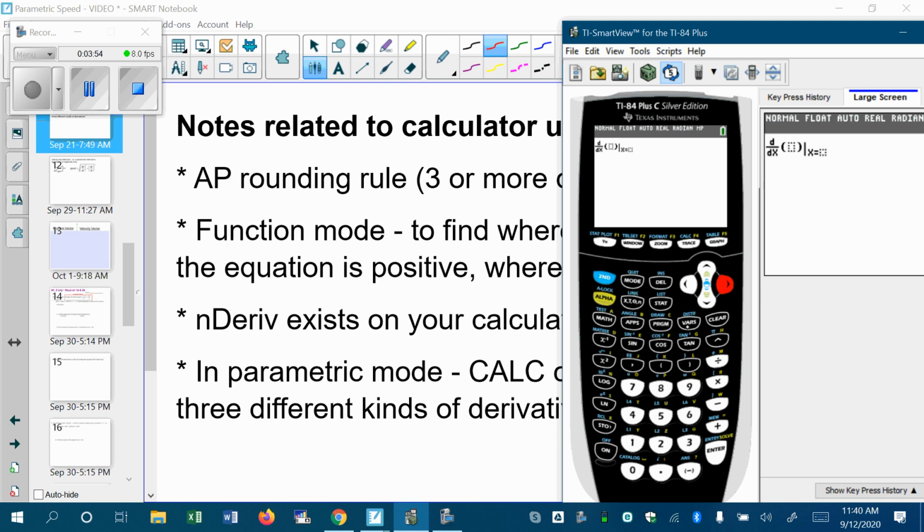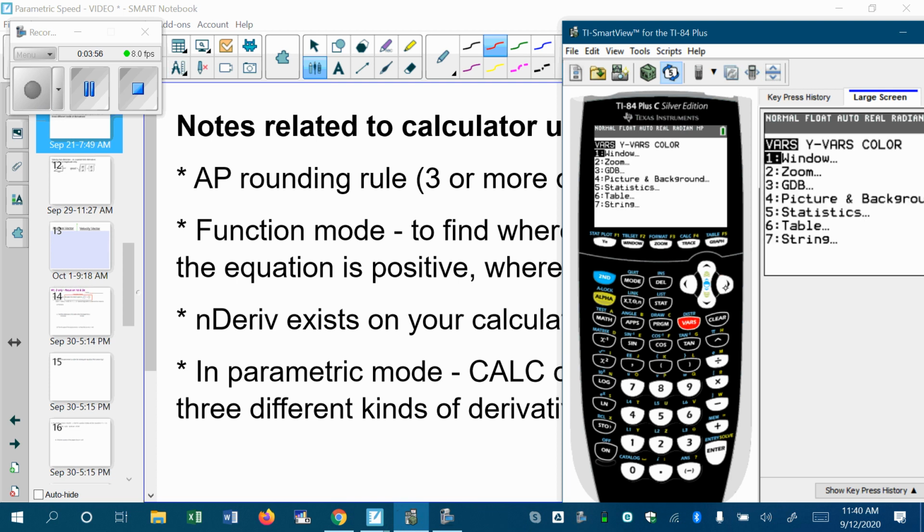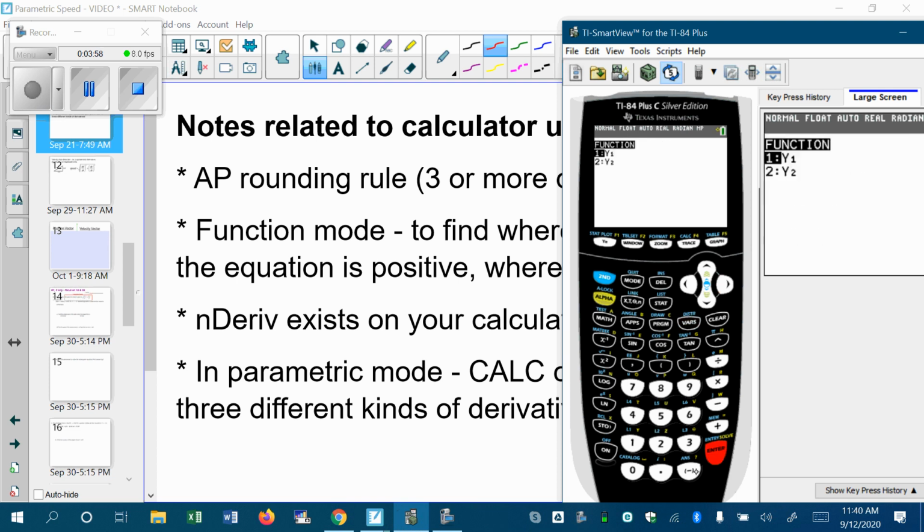So variables, y variables, function, ta-da. Okay, and then come over here and say, I want to know the slope when x equals 2, for instance. Okay, it tells me the slope of that graph at x equals 2.